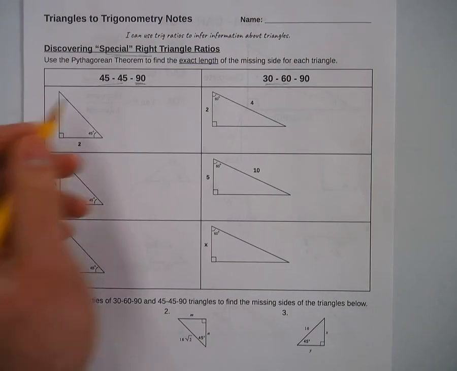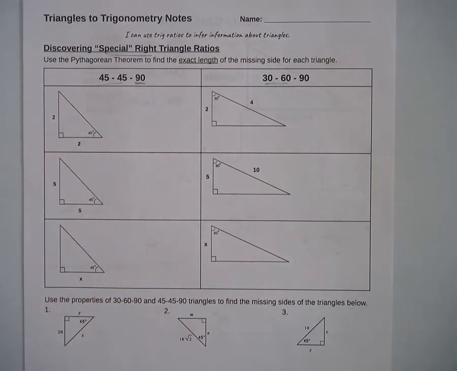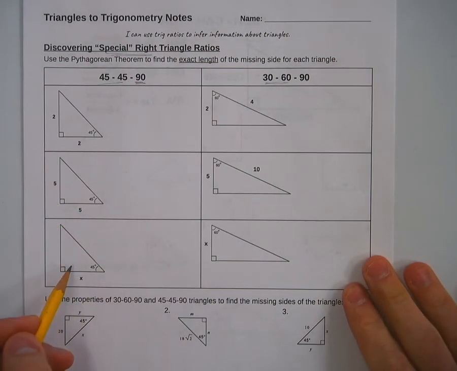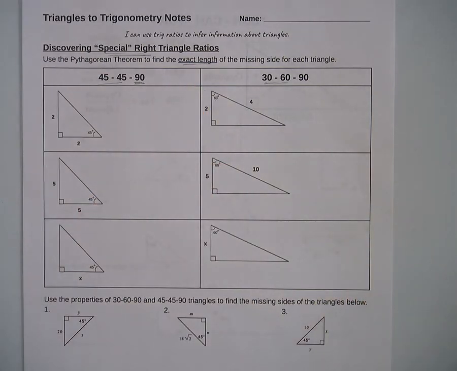And what we can do is to use the Pythagorean theorem to find the hypotenuse of each of these. So go ahead and pause the video and see if you can work that out over the next couple minutes. The Pythagorean theorem for each one of these. And if you can, try to do the exact length. I'll explain what that means more here in just a minute.